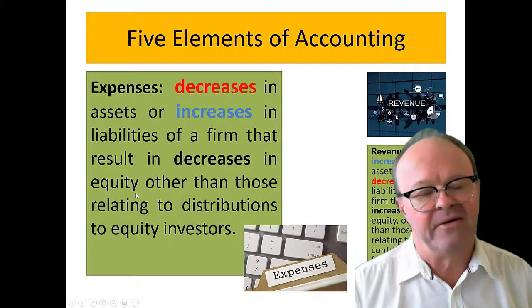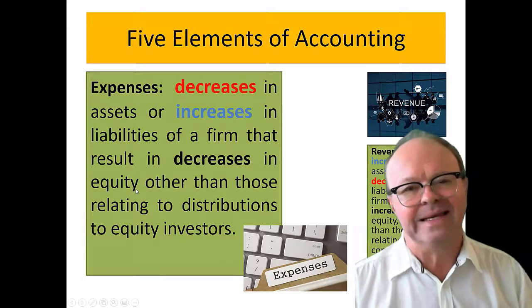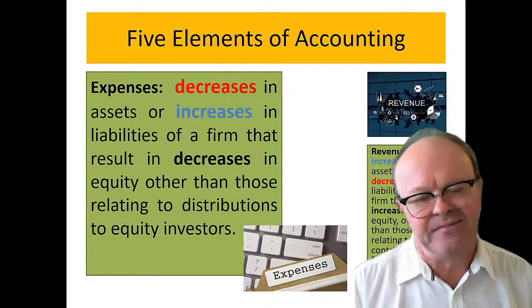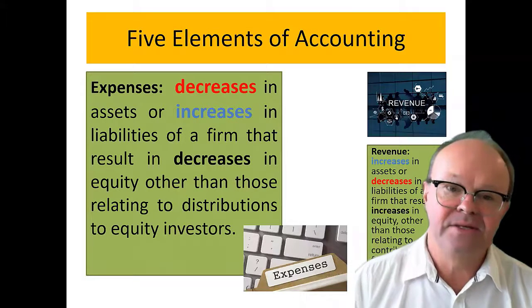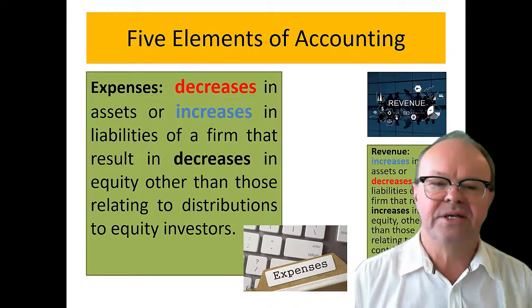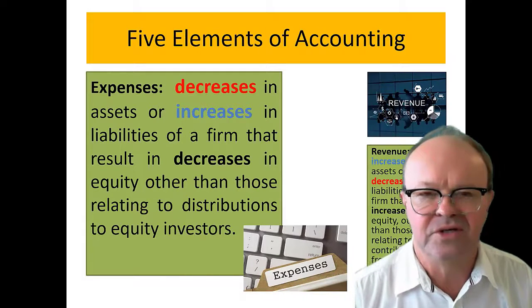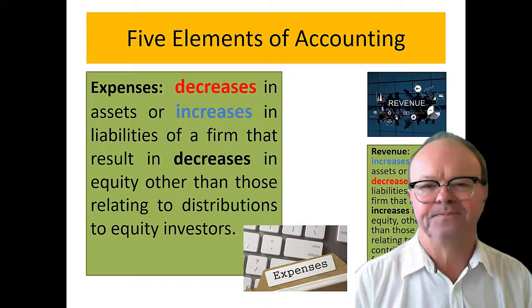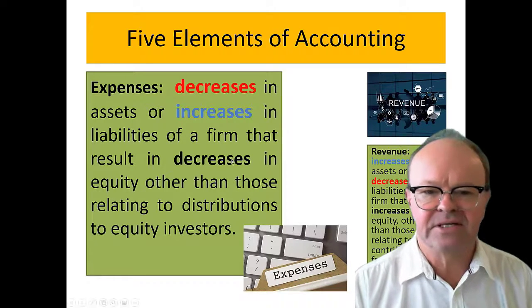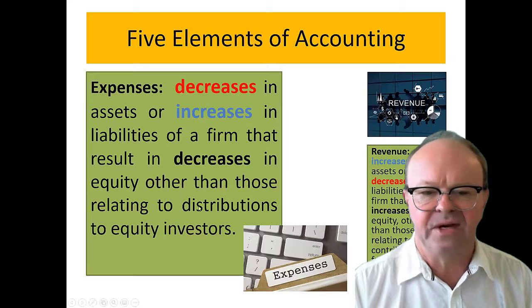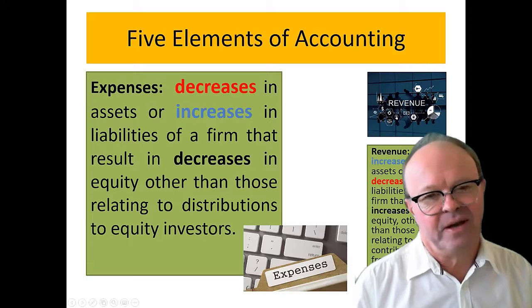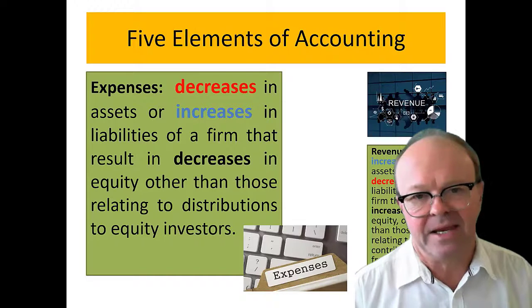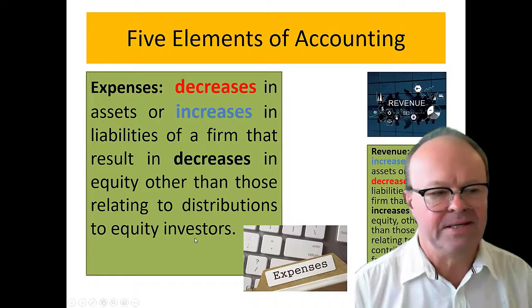Now, paying a dividend of $107.5 million in cash will reduce an asset. That will decrease an asset called cash. And so it is a decrease in an asset and it results in a decrease in equity. Equity will reduce by $107.5 million. So it meets the definition of expense, except other than those relating to distributions to equity investors. So this is a distribution to equity investors, dividends, so they're not an expense.